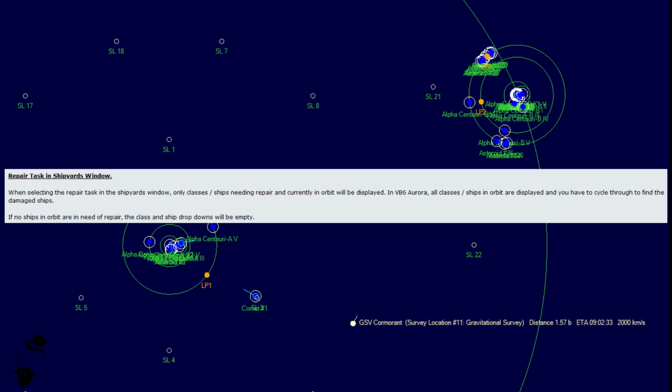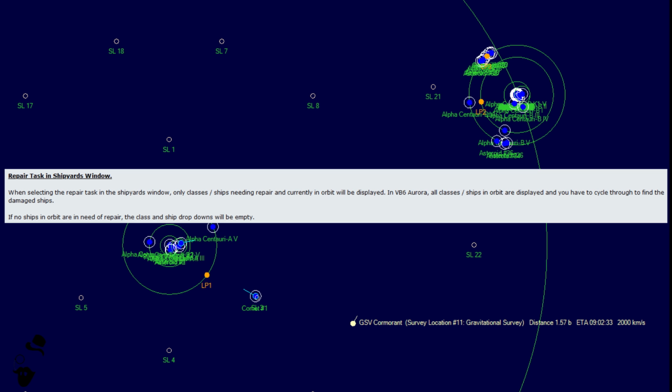This makes things a lot easier because in VB6 you had to scroll through every single ship and class in orbit, whether it had any damage or not, and then figure out how much it was damaged. Now, VB6 does make it a little bit helpful in that when you select the ship, it will give you the repair cost, and undamaged ships have a repair cost of 0. But it's just a lot easier to just not have those undamaged ships displayed at all. Which means that the class of ship dropdown will be empty if all your ships are intact.